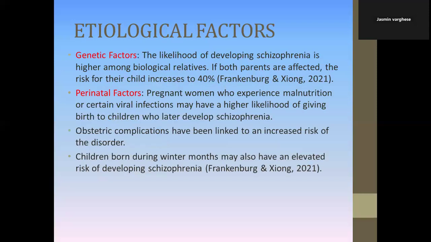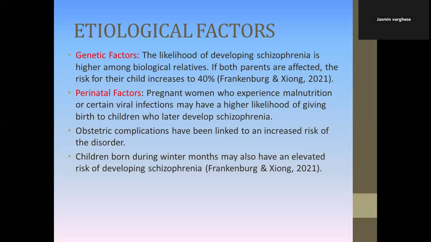Etiological factors. There are mainly two etiological factors for schizophrenia. They are genetic factors and perinatal factors. The genetic factors include your parents or the first degree relatives. The likelihood of developing schizophrenia is higher among biological relatives than adopted relatives. If both parents are affected, the risk for their children increases to 40%. If one parent is affected, 10% chances are there.